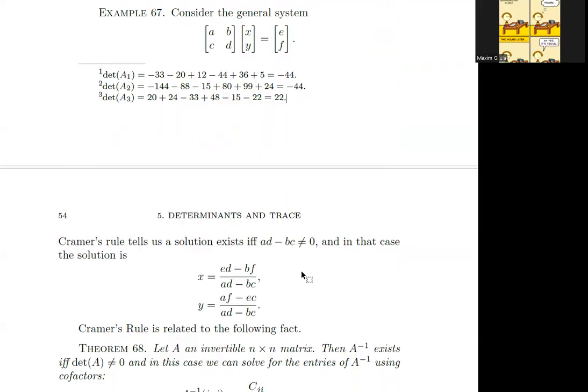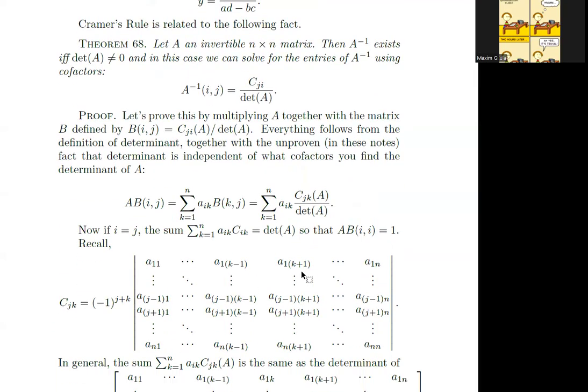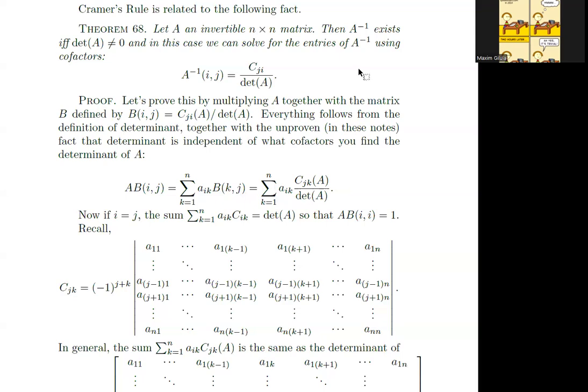And Cramer's rule is related to the following fact. If A is an invertible n by n matrix, then A inverse exists if and only if the determinant isn't zero. And in this case, we could solve for the entries of A inverse using cofactors. The inverse of A, ij entry, is the Cji cofactor over determinant A. So if we know the cofactors and we know the determinant of A, we actually know A inverse. And we could prove this.